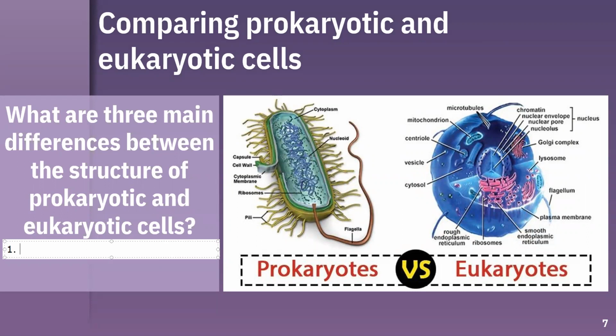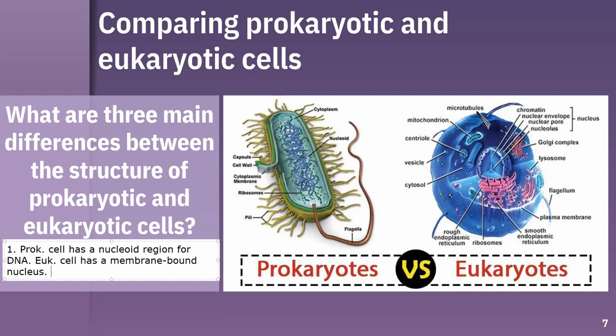So let's look at the three main differences between these two types of cells. The first difference is that a prokaryotic cell has a nucleoid region for DNA. A eukaryotic cell has a membrane-bound nucleus. So let's look at what that means. On the right here, you can see this is a eukaryotic cell. In the middle here is this large structure. Well, that is the nucleus.